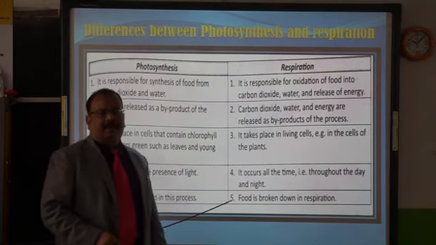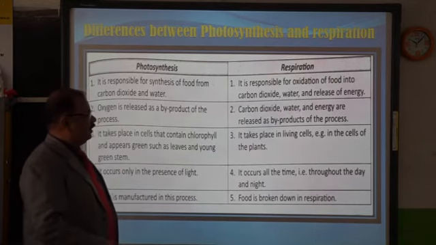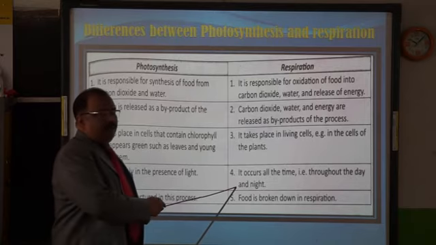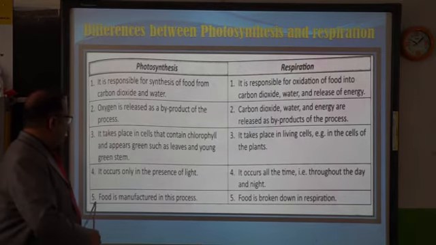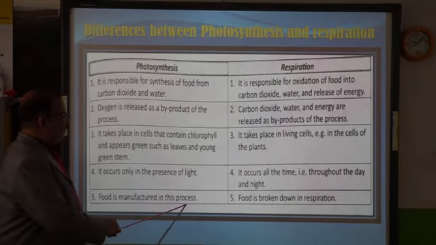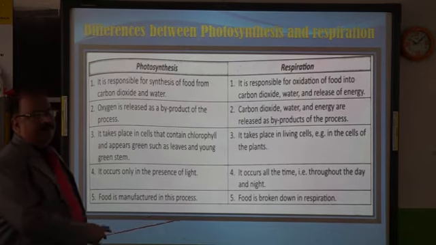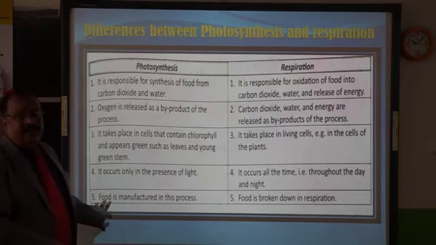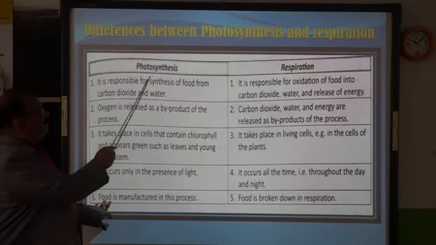Respiration, we respire throughout the day, same way plants also respire throughout the day. So, daytime and night also. Last one here, food is manufactured in this process. Food is the glucose, okay? So that is manufactured, that is produced in this process of photosynthesis.